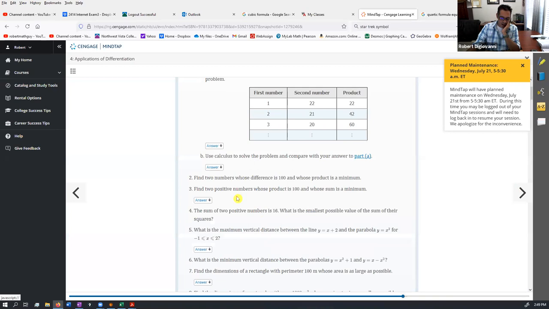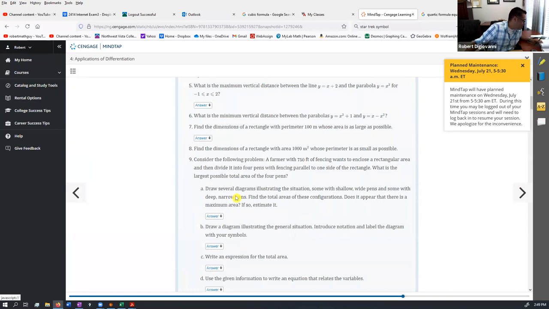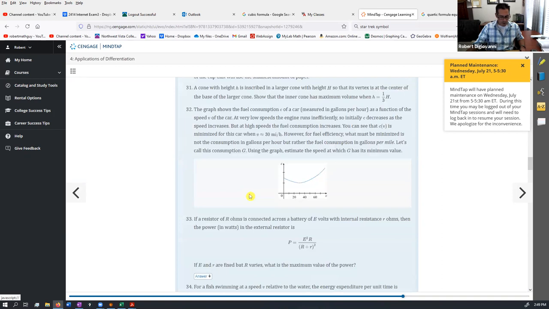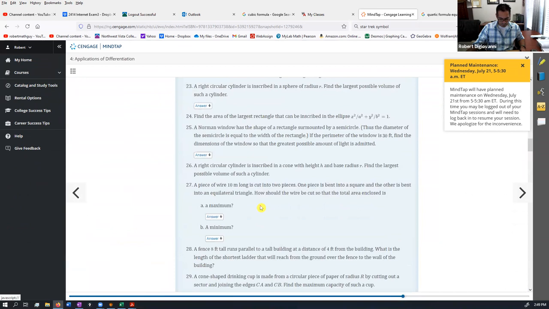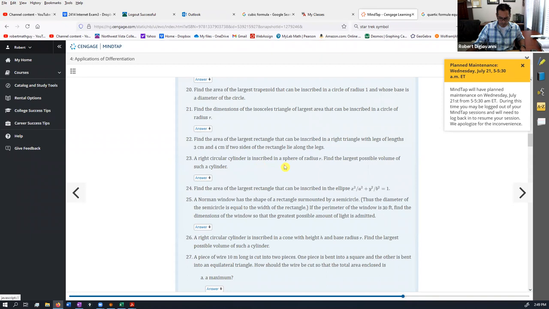Like I said earlier, we could sit here and do optimization problems for the rest of the semester. We could. Number 26. Oh, wait, no, it was 38. 26. Well, it says the wrong thing there. No, that's not it. Yeah, this is a good one.